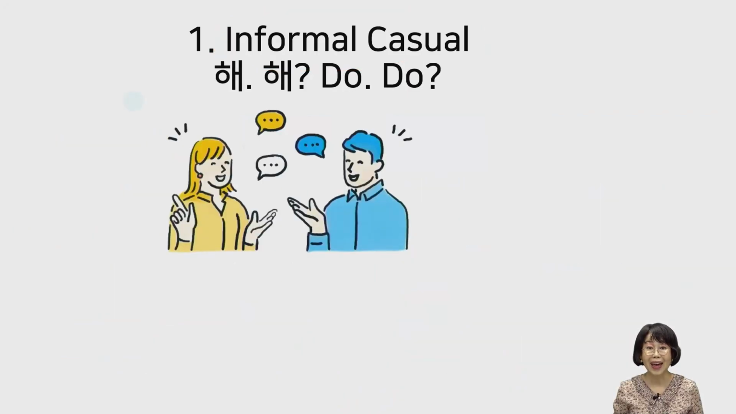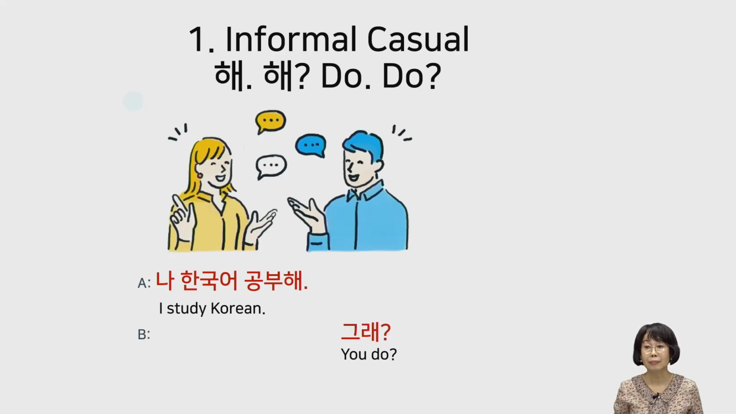Informal casual, 해. A says, 나 한국어 공부해. I study Korean. 그래? You do? It is all informal casual style. The 해 style is used in informal and close relationships.